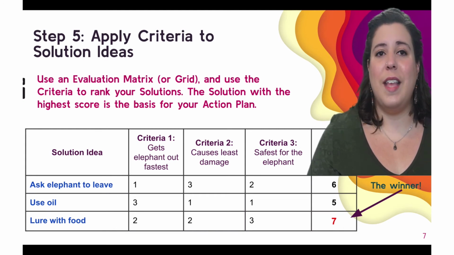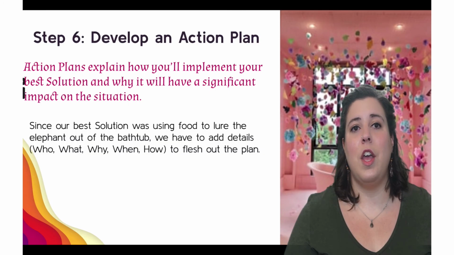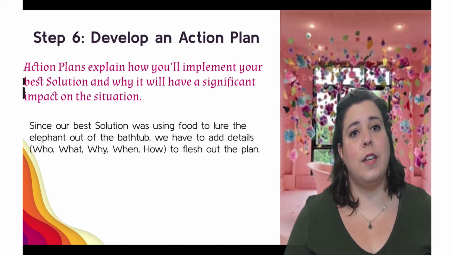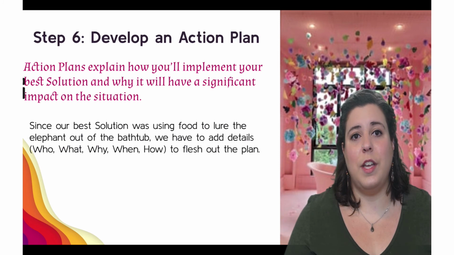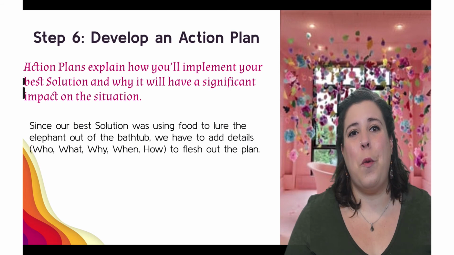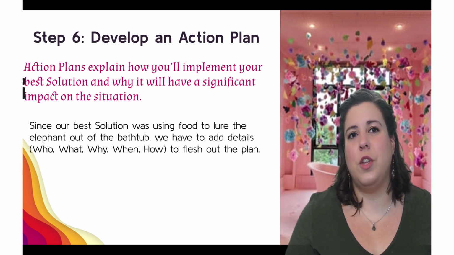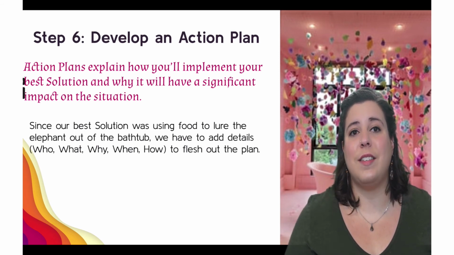Now that we know that luring the elephant out of the bathtub with food is the solution that best solves our underlying problem, we need to turn it into a complete action plan. In this step, we develop our solution, adding more details. The action plan talks about that underlying problem and how it is addressed by the solution, how it will impact the scene and situation, and we include those very important who, what, when, why, and how questions in our details. It's also very good to include a timeline in our action plan, and we should also include who might help us with our plan and if we have any resistors, and how we might overcome those resistors or obstacles.